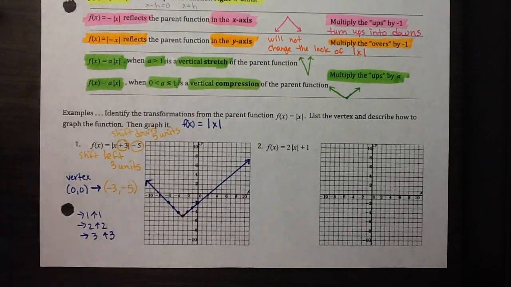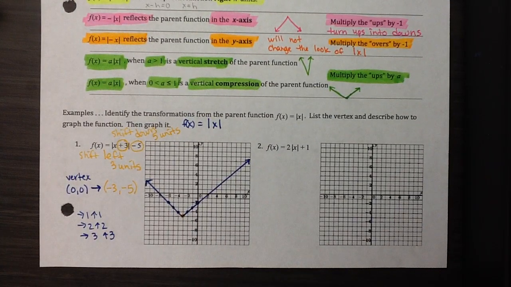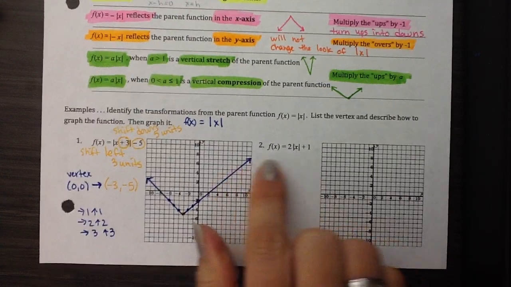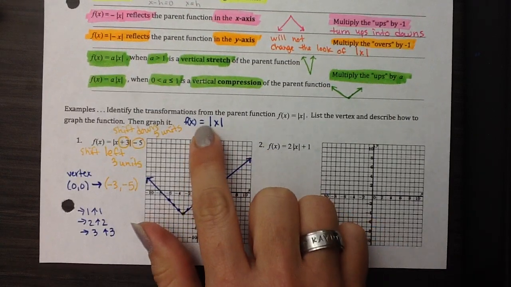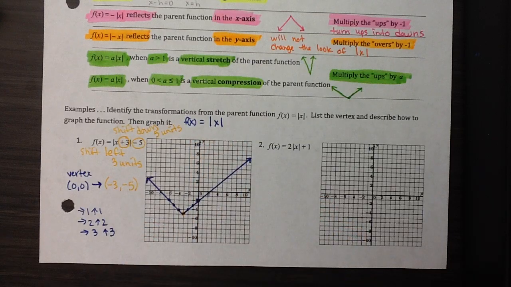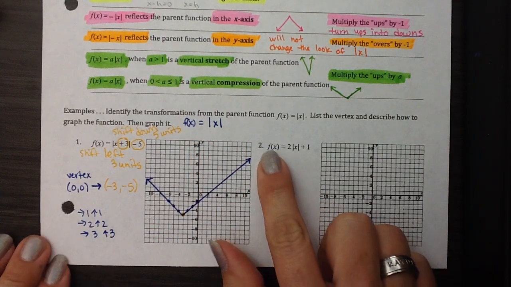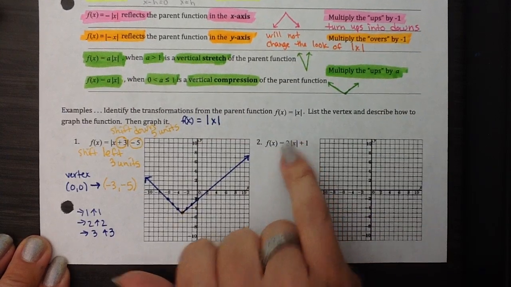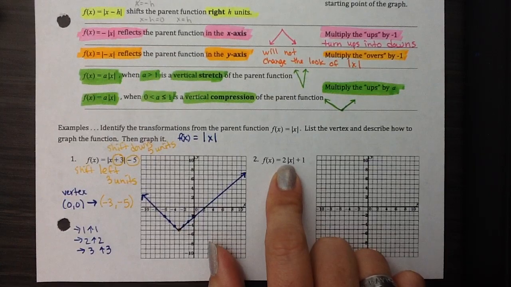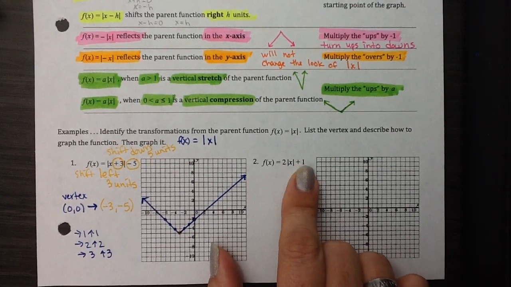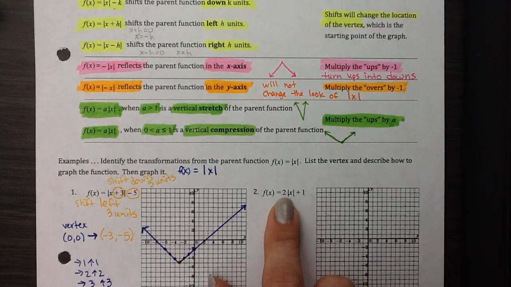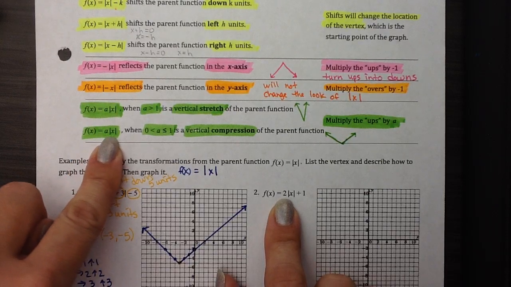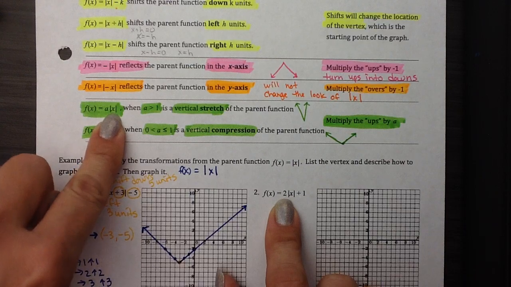The next one over here, part 1, identify the transformations. So I'm going to remember that anything that's not the f of x equals absolute value of x is a transformation. So I can ignore f of x equals and this absolute value of x inside. I have to pay attention to the 2 times out front and the plus 1 at the end. The 2 times out front is going to be this one right here.